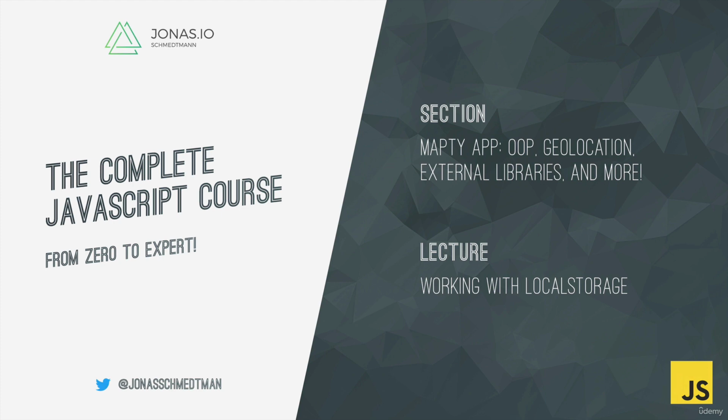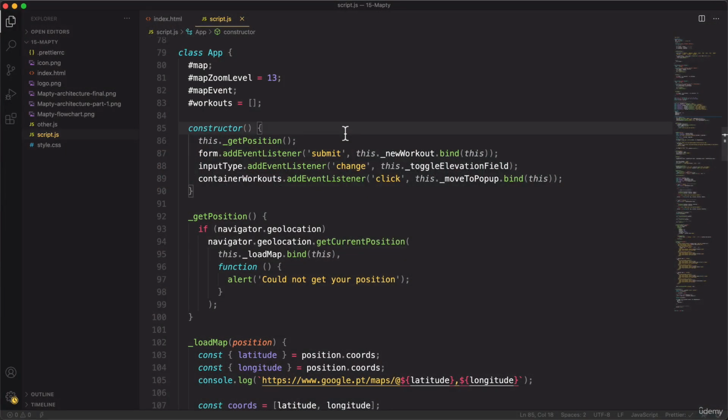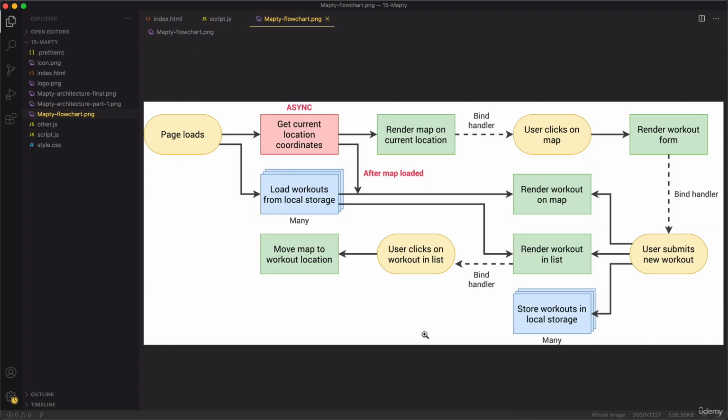Let's now use the local storage API in order to make the workout data persist across multiple page reloads. And let's start with a look at our flowchart so that we can see exactly what we have to implement. So basically the idea is that whenever a new workout is added, then all the workouts will be added to local storage. And so local storage is basically a place in the browser where we can store data that will stay there even after we close the page. So basically the data is linked to the URL on which we are using the application.